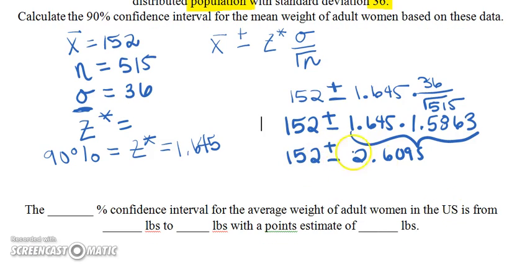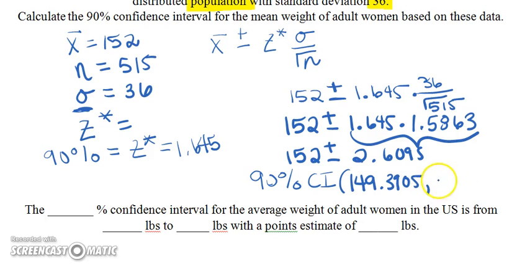If I add my margin of error and I subtract it, I then get a 90% confidence interval with a lower bound of 149.3905 and an upper bound of 154.6095. So this is our 90% confidence interval for the average weight of adult women in the US.